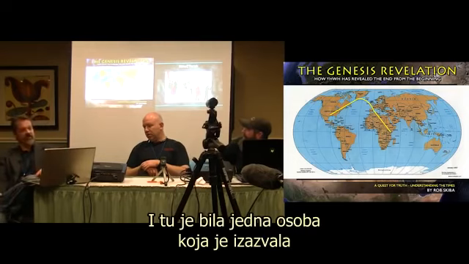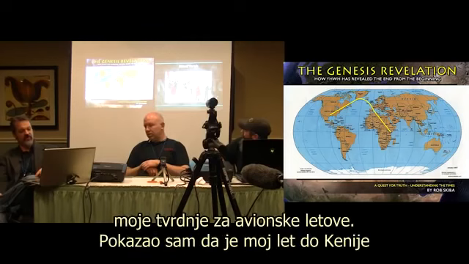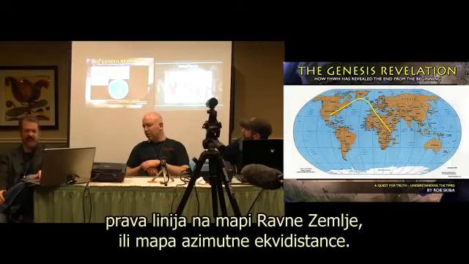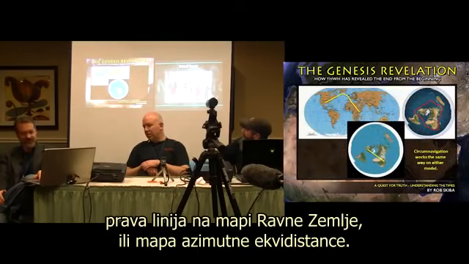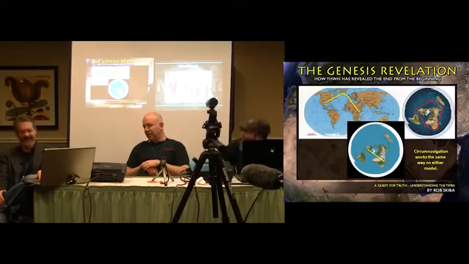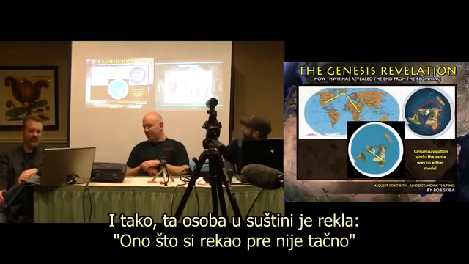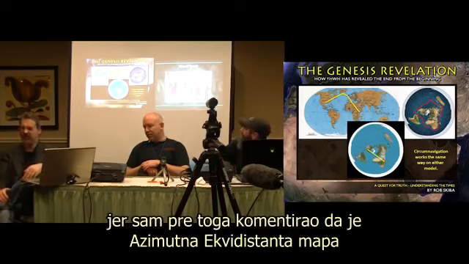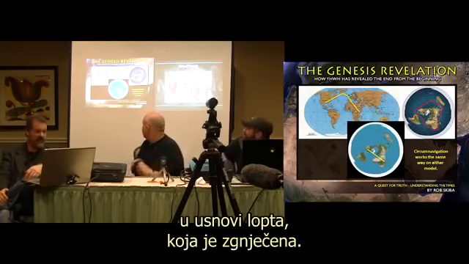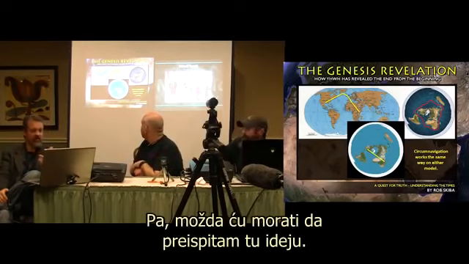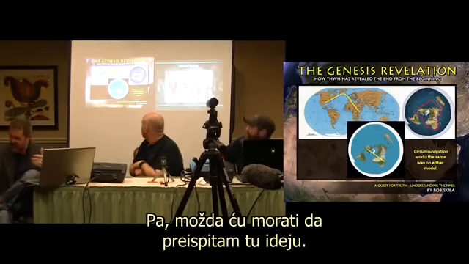And there was one person who challenged me on my flight path. I showed that the flight that I took to Kenya is a straight line on the flat Earth map, or the azimuthal equidistant map. And so that person basically said, "You mean the one you said is not accurate?" Because I was making the comment earlier that the AE map is essentially a ball that has been squashed. Well, I may have to reconsider that idea.